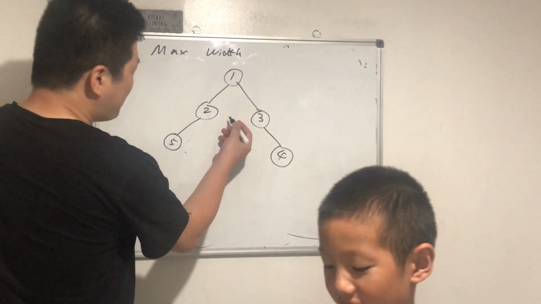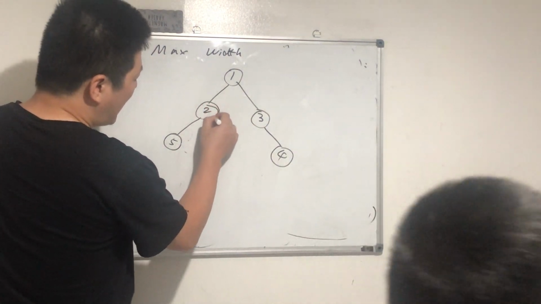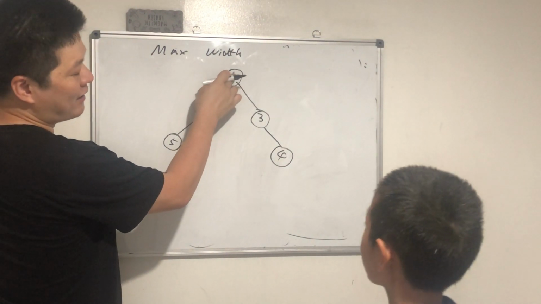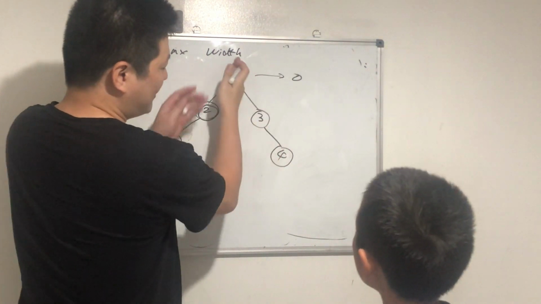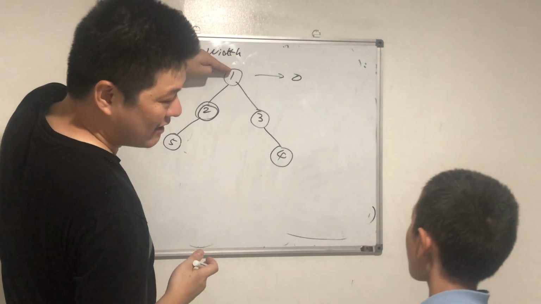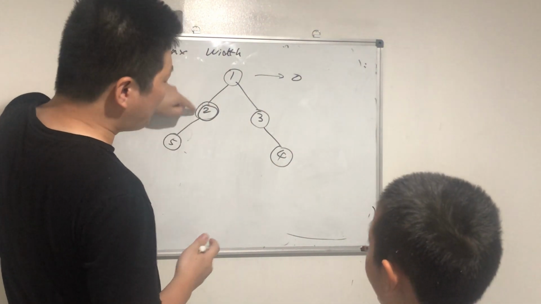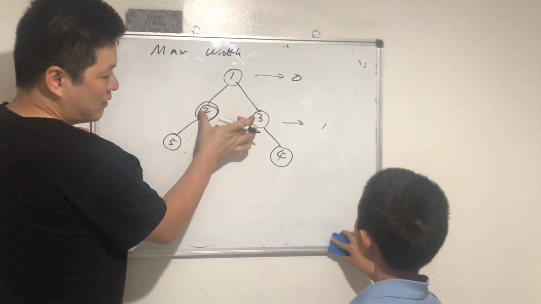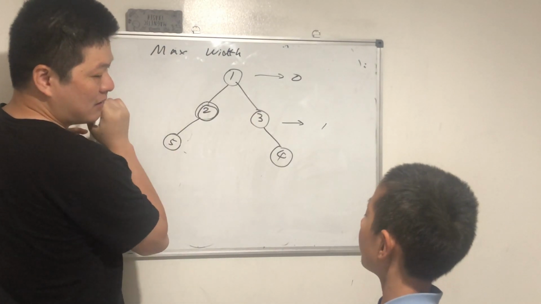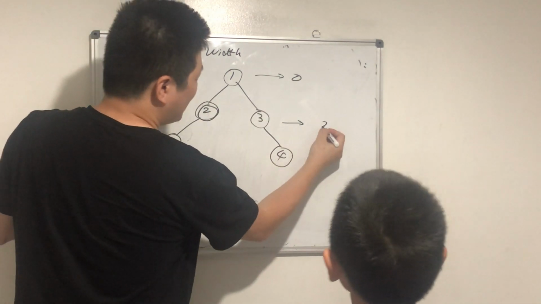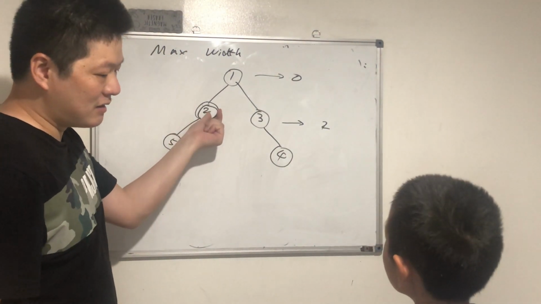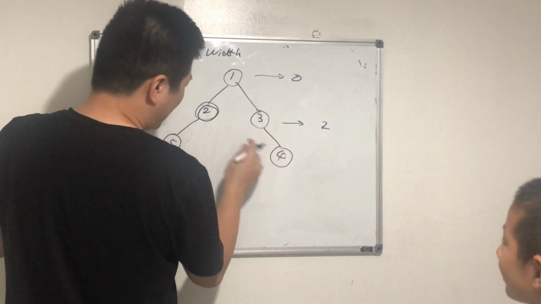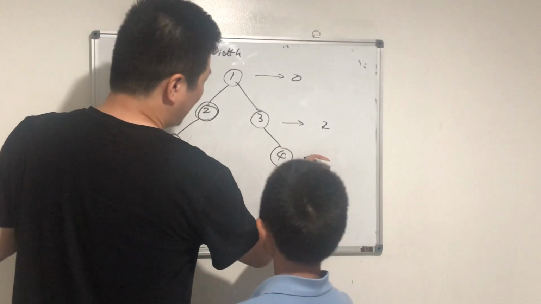So, for example, the distance between the leftmost node and the rightmost node at level 1 is 0, because it's just one node, right? For level 2, what's the distance? 2, right? Because there are 2 nodes. And the distance between the nodes in level 3?